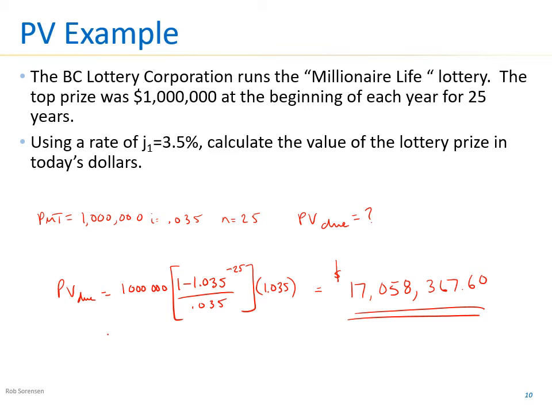In fact, if you had one of those tickets and flipped it over, you'd see in the fine print on the back, they would say the winner may choose to either receive $1 million every year for 25 years or a lump sum today of $17 million. So they must have used a rate very similar to this when they worked out the value of the prize in today's dollars.